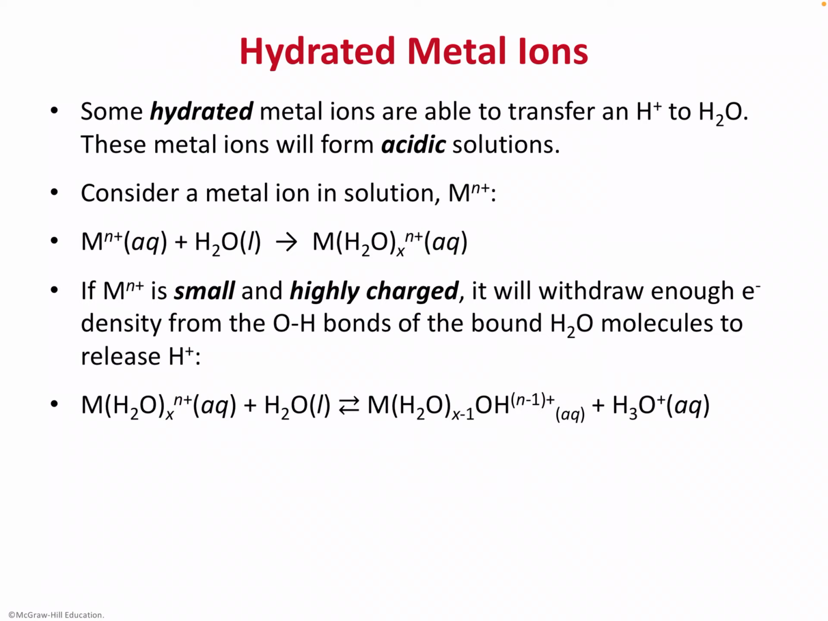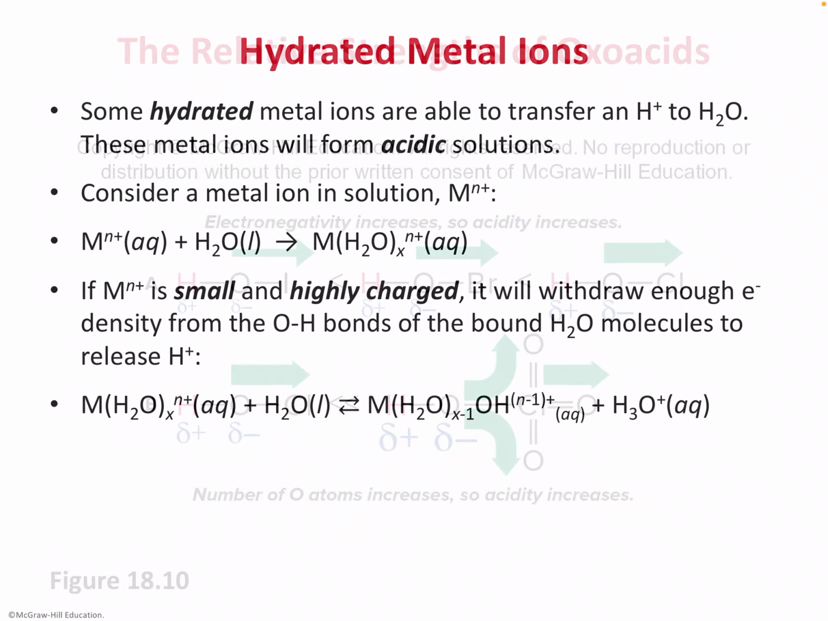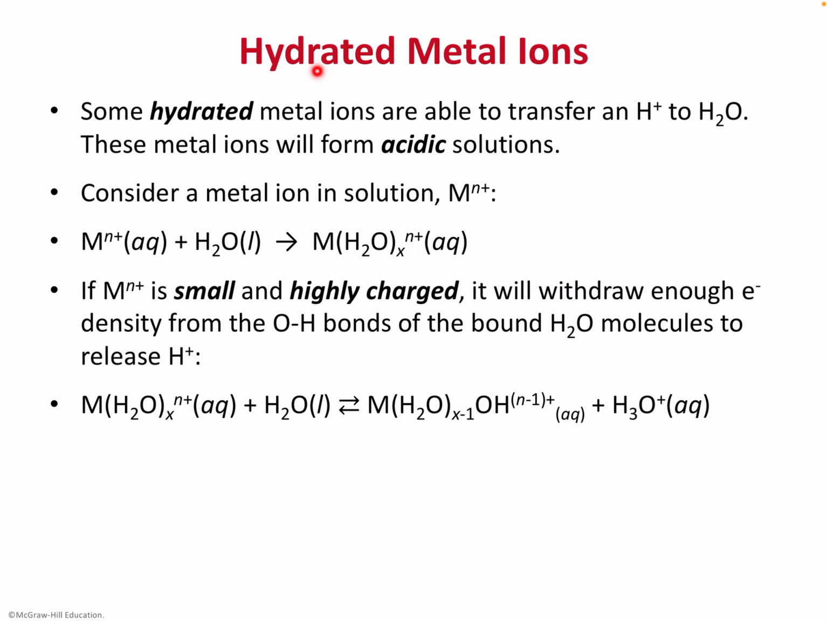And then we have another category of acids that are generated as a result of hydrated metal ions. How do you make hydrated metal ions? Let's talk about that. Some hydrated metal ions are able to transfer a proton to water. Once the metal gets hydrated, it can give a proton to water. What happens when a proton goes to water? It becomes a hydronium ion. Whenever you have hydronium ions in a medium, that will make it an acidic solution. Okay, so these metal ions will form acidic solutions.